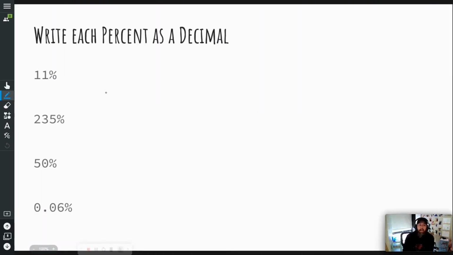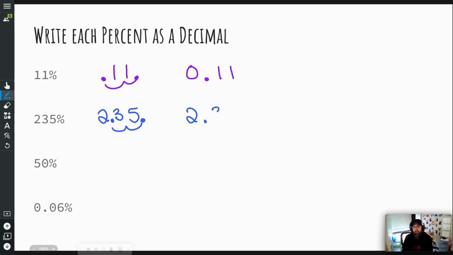Write each percent as a decimal. All right, so let's write out 11 without the percent. Let's put a decimal where the decimal should be. Go left 2 spaces. Put a new decimal there. That gets you 0.11. Throw a 0 in front, and you have 11 hundredths as your answer. How about 235 without the percent symbol? Put a decimal where the decimal should be. Go left 2, put a new decimal, and we end up with 2.35, which is 2 and 35 hundredths.